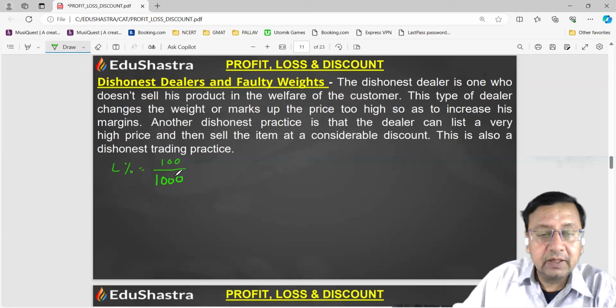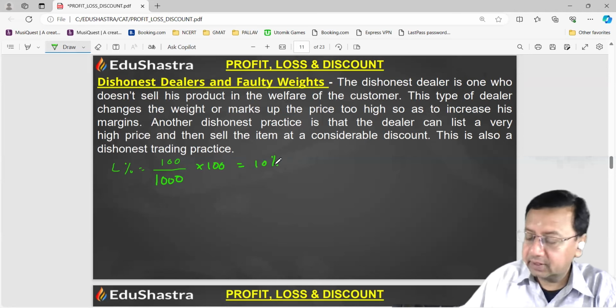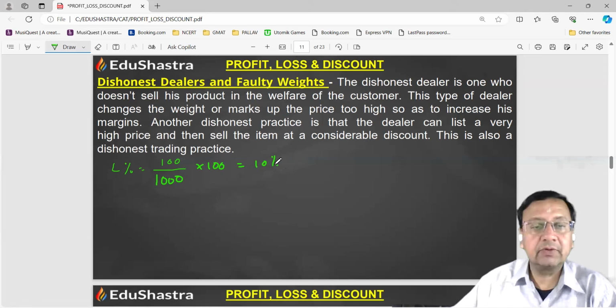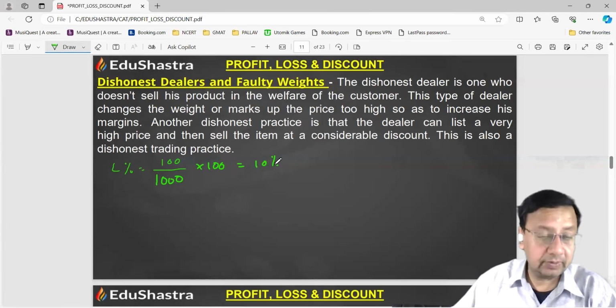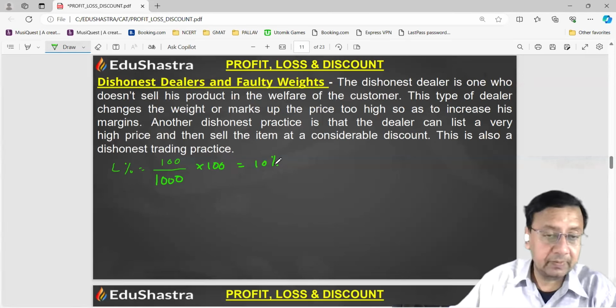1000 grams, right? So multiplied this with 100 to find the percentage, and this is coming out to be what? 10%. So there is a 10% loss to the shopkeeper, right?